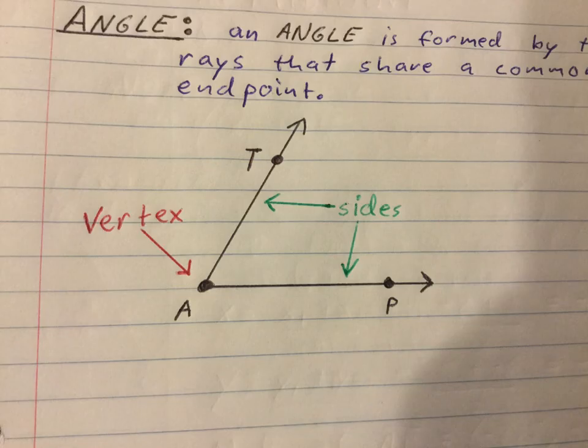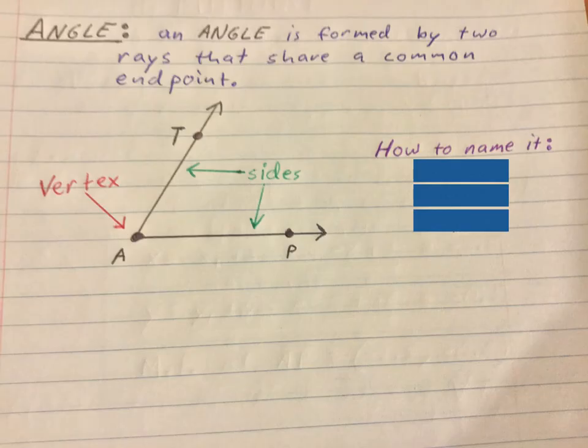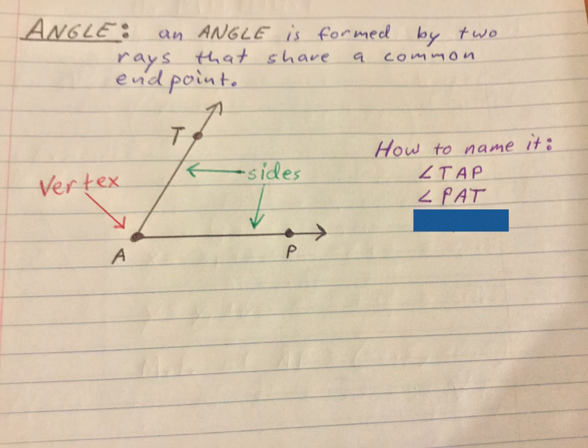A is called the vertex of the angle. I think of vertex and I think of the corner of the angle. And then we have the two sides of the angle. You could name it in a couple of different ways. You could name it angle TAP. You could name it angle PAT. In both of those namings, you see that A, the vertex, is the middle of the name. You could also name it purely by its vertex. You could name it angle A.